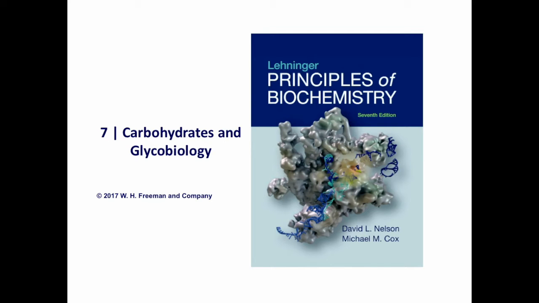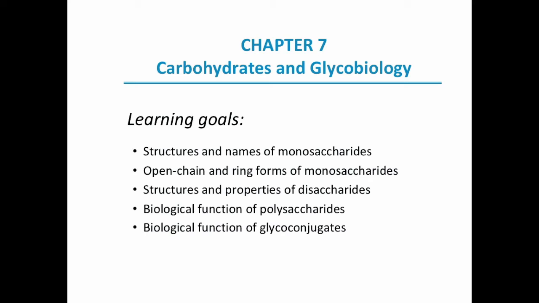Chapter 7 discusses carbohydrates and glycobiology. The overall learning goals for Chapter 7 include learning the structures and names of monosaccharides, learning the open chain and ring forms of monosaccharides, the structures and properties of disaccharides, and the biological function of polysaccharides and glycoconjugates.